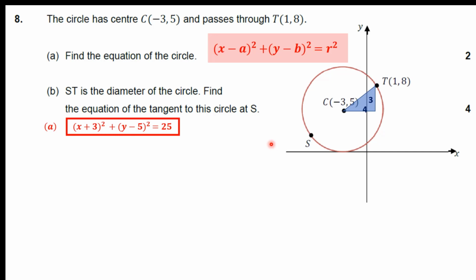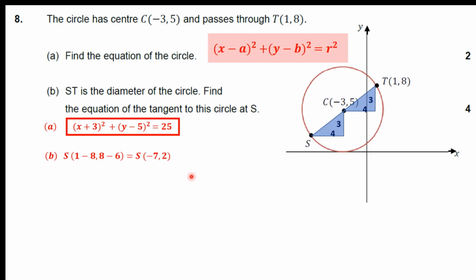The second one is ST is a diameter. Now we can find the point S if we just make a copy of that, so that to work out how to get from T to S, let's look at the x coordinate. You start at 1, you go 4 to the left, 4 to the left, so that's 1 take away 8. Now how about the y? You start 8 up, you go 3 down, and you go another 3 down, and you get to S. So we now get the point S. S is the point 1 take away 8, 8 take away 6, so it's negative 7, 2.